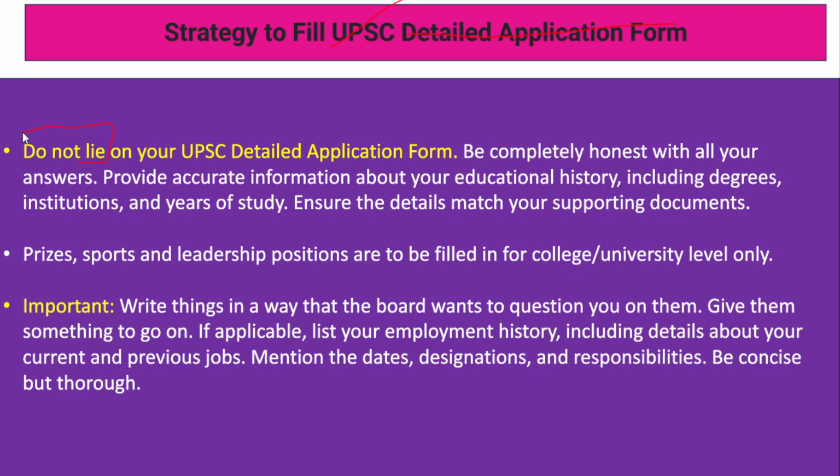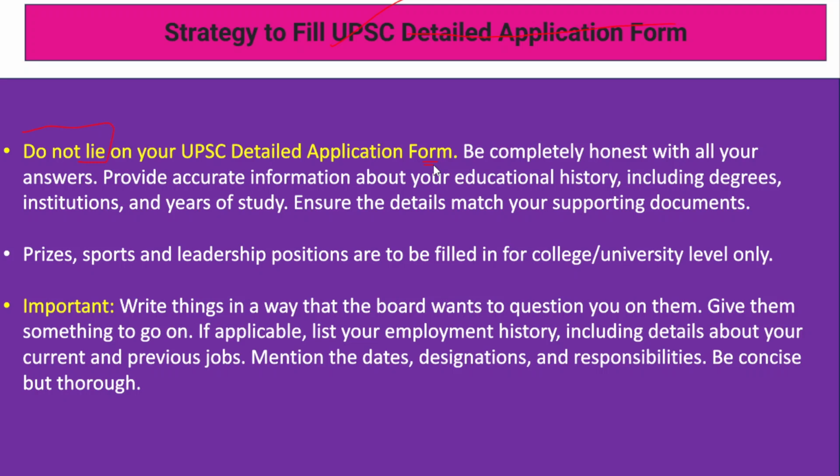Since they are far more experienced, they know about everything. They know whether you are lying or whether you are honest and genuine. Therefore, do not lie about whatever you have mentioned in the detailed application form. You have to be honest as much as possible, you have to be genuine.